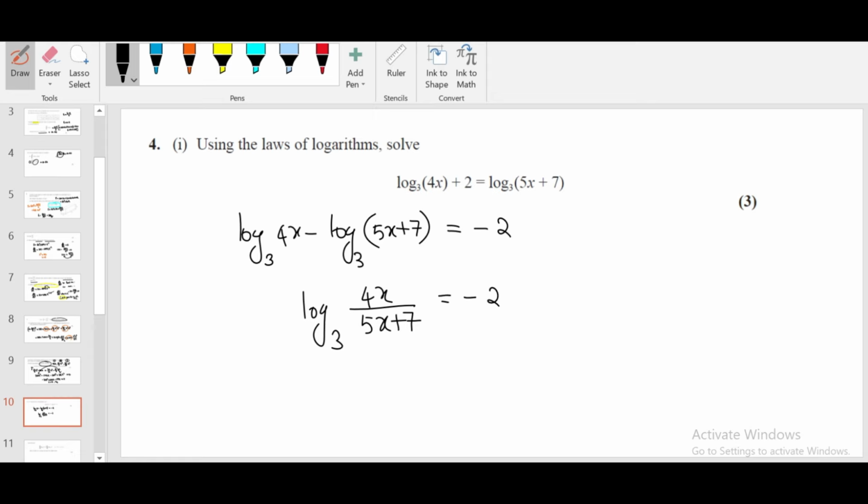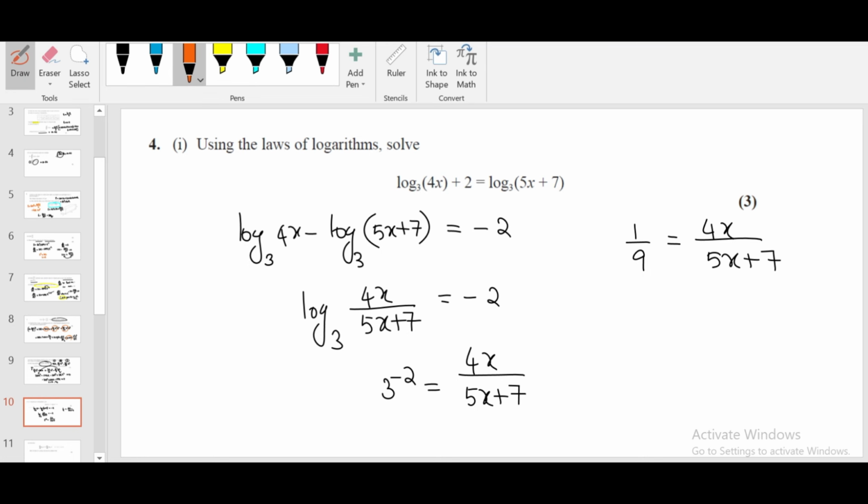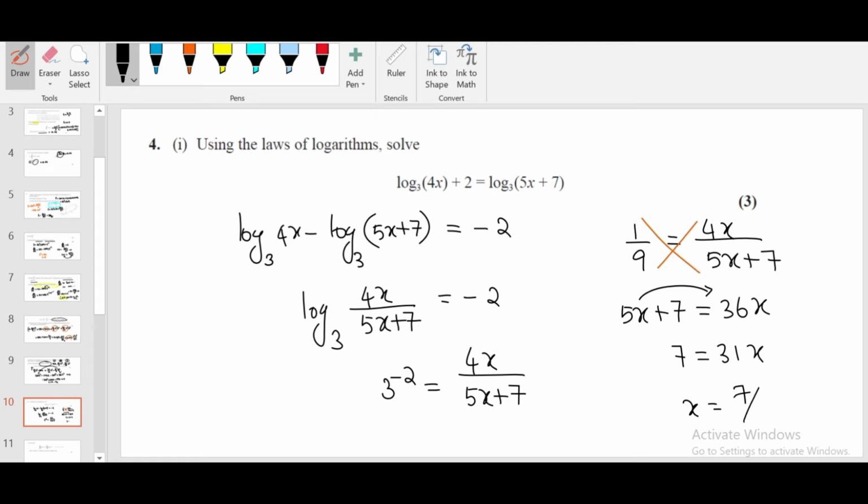And the next step is rewrite using power. You can write it as 3 power minus 2 is 4x divided by 5x plus 7, without logarithm. So 3 power minus 2 is basically 1 over 9, which is equal to 4x divided by 5x plus 7. Now cross multiply and make x the subject. So you will get 5x plus 7 is 9 times 4x, which is 36x. So bring the 5x to the other side. 7 is 31x. So x is 7 over 31. That's the solution. That's all.